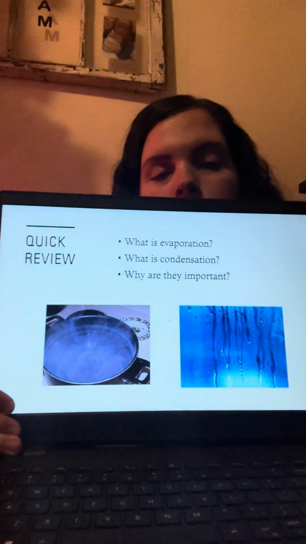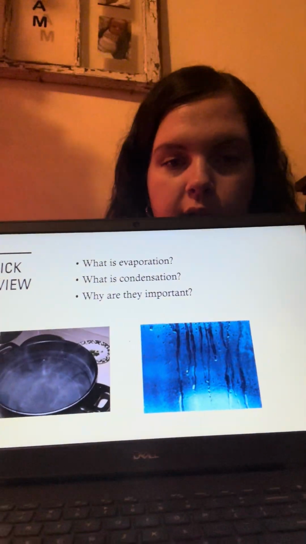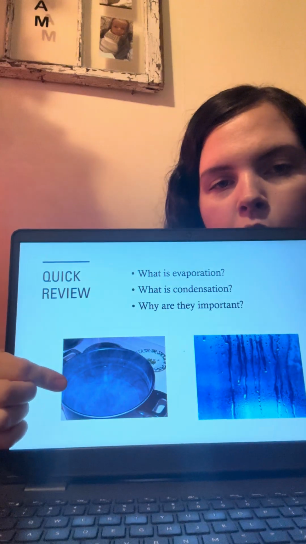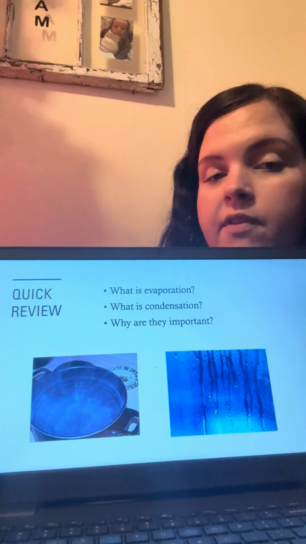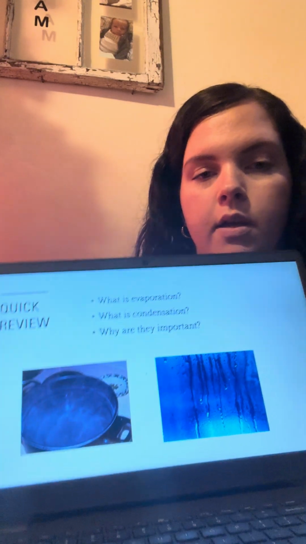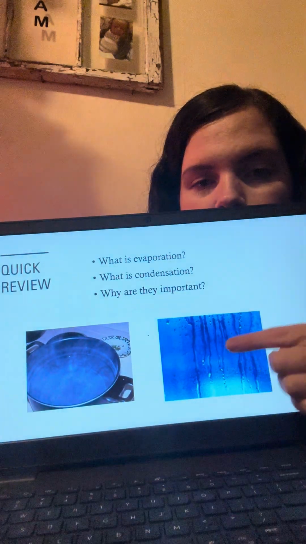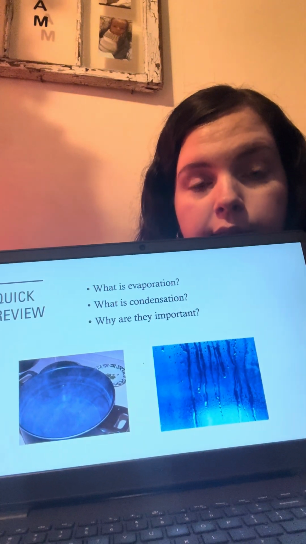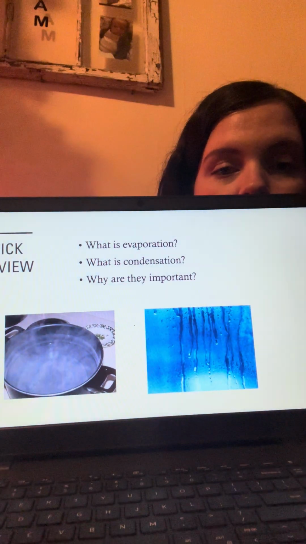Okay, now a quick review. I'm going to go over the pictures first of some more examples that you've probably seen. The first one, water heating up in a pot, that's showing the process of evaporation. And then the water vapor cooling, condensation, turns into drops. That can happen like in the bathroom when you're taking a shower, or on your windows in the car, or if it's cold outside, in your house. You may have seen that before.